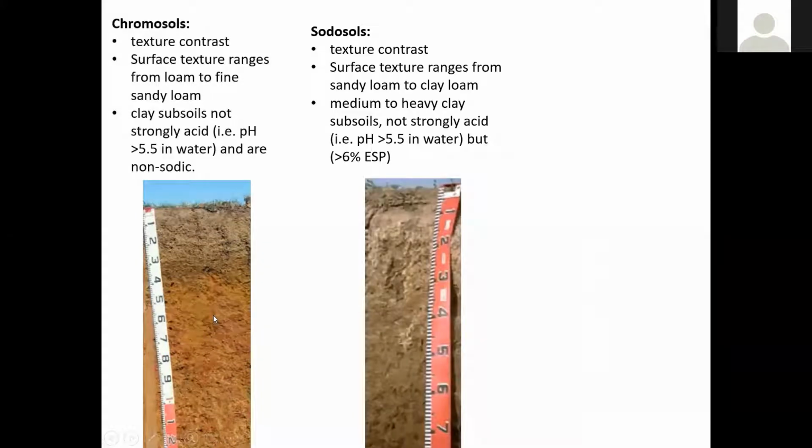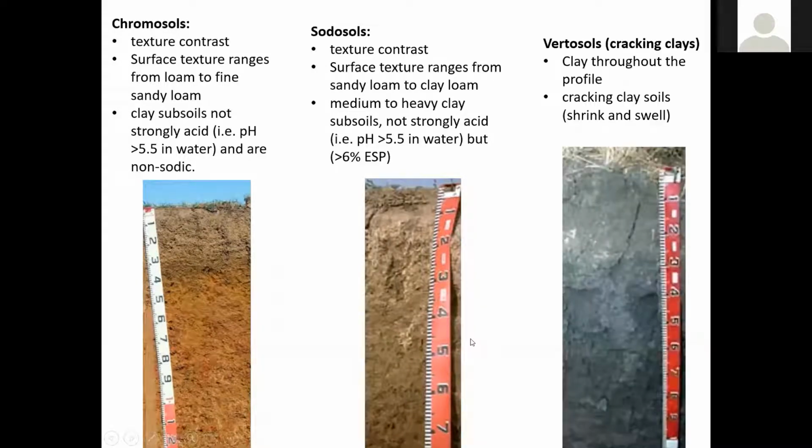The second group I mentioned were the sodosols. They also have a texture contrast between the topsoil and the subsoil, lighter in the topsoil and heavier clay in the subsoil. Importantly, they have sodium levels above about 6, or an imbalance of sodium or calcium to magnesium in the soil at depth, which also causes those particles at times to disperse given the right conditions. So they're 2 different types.